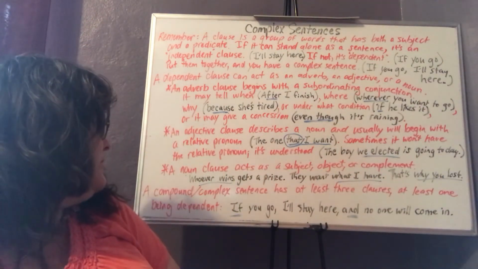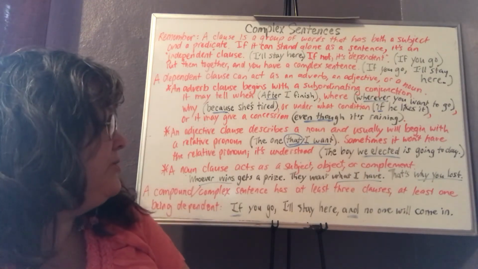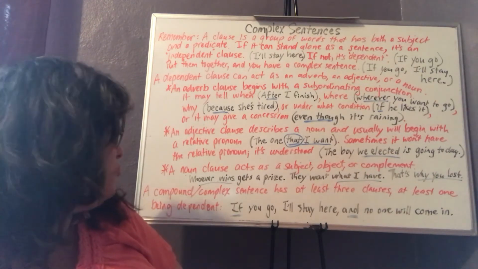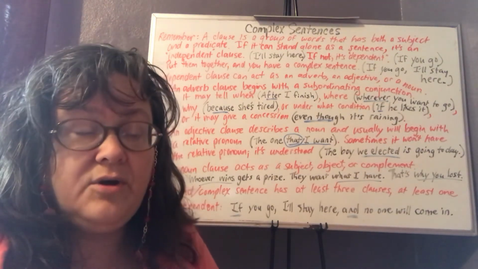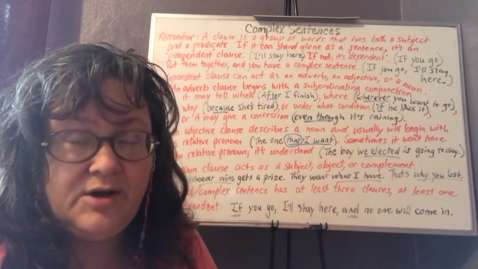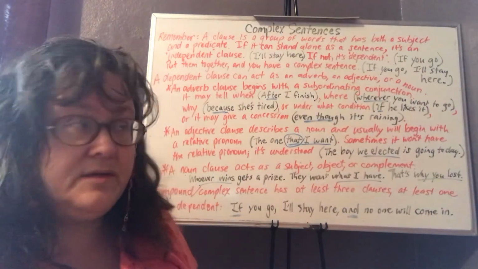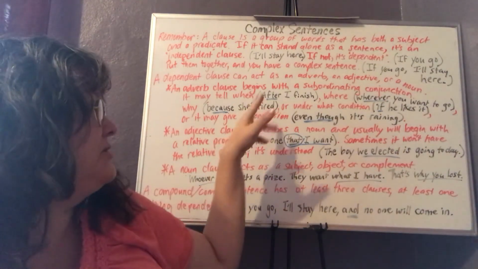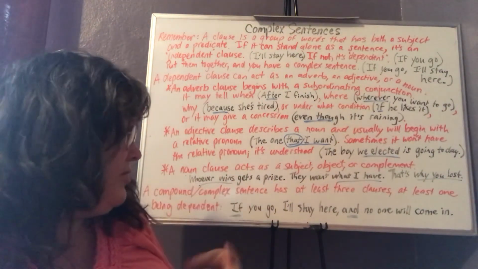Okay. A compound complex sentence has at least 3 clauses, at least one being dependent. If you join 3 clauses together, all of which are independent, you do not have a complex sentence. You still have a compound sentence. But if one of them is dependent, meaning it acts like an adjective, an adverb, or a noun, then you have a complex sentence.